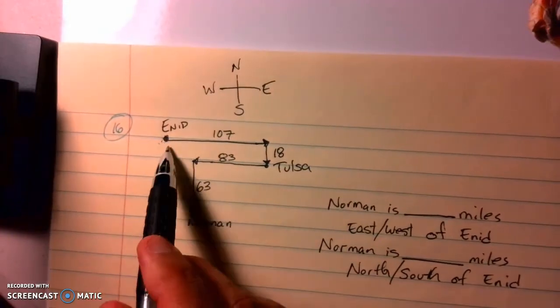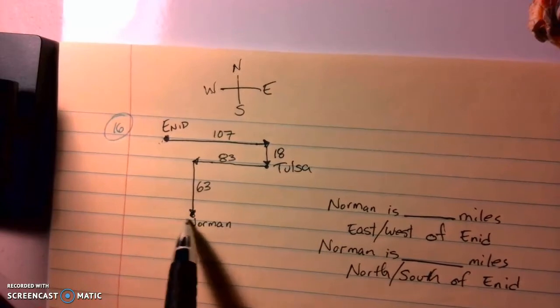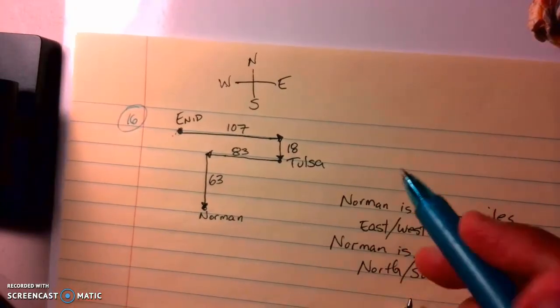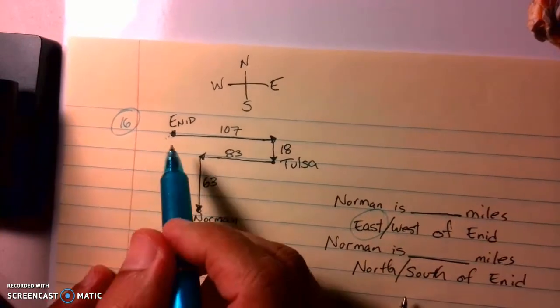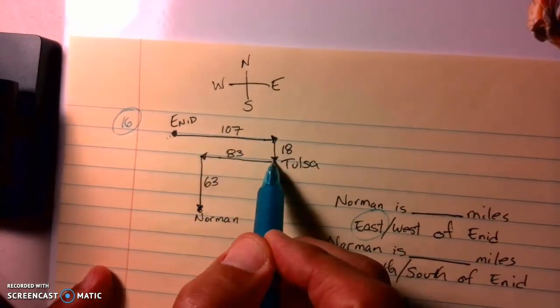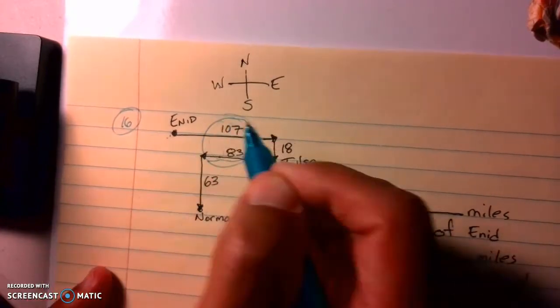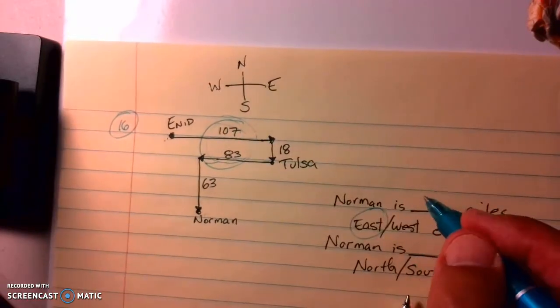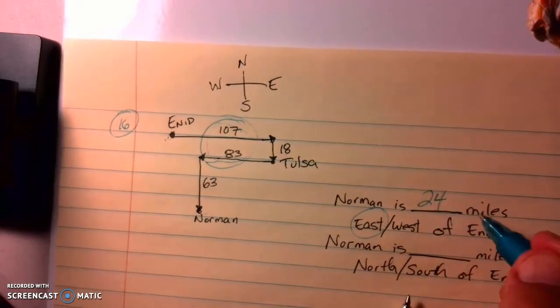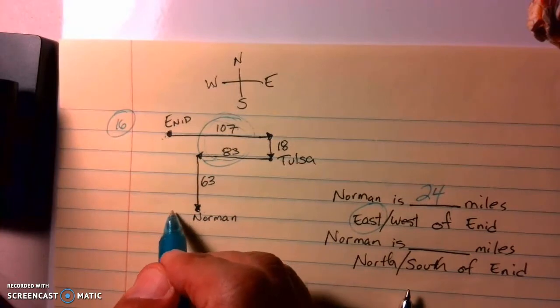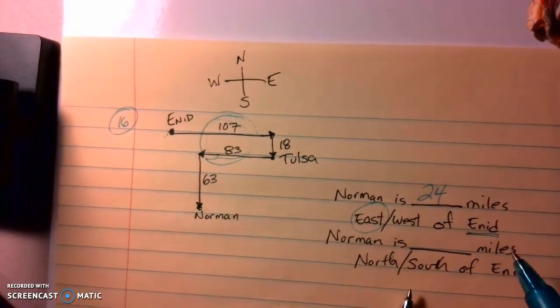Okay, so when I look at this, if I'm trying to figure out the north-south, here's Eden, here's Norman. It looks like it's not west of it. It is still east of Eden here. So we're going to say Norman is east of it. How many miles? Well, he went 107 this way, then went back 83. The difference between these two numbers, going east and coming back west, is going to end up being 24 miles. So this city is 24 miles east of Eden, where we started.